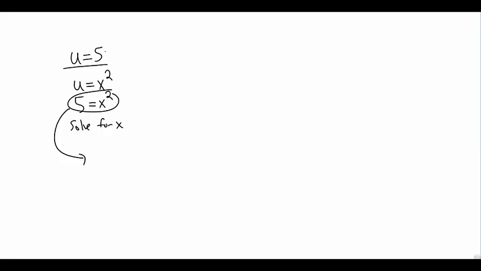Let's do this here. So we had just a single solution, u equals 5. Here's our relationship between u and x. We will solve that for x. Put in 5 for u, solve for x. Take the square root of both sides, and we get that x is plus or minus the square root of 5.